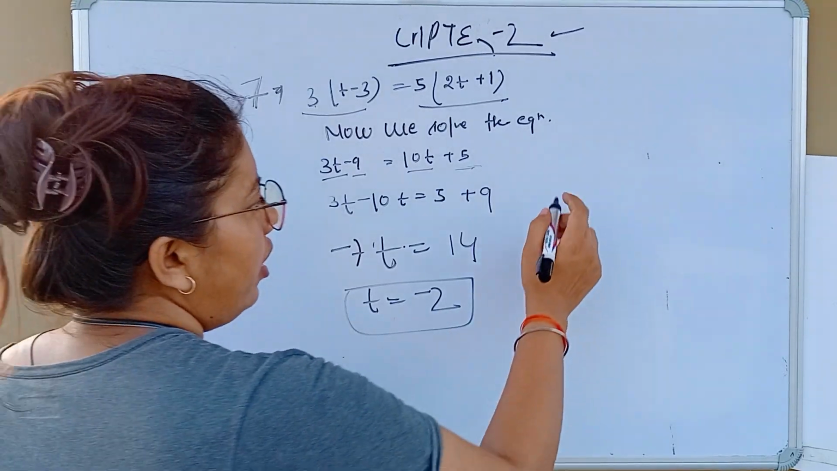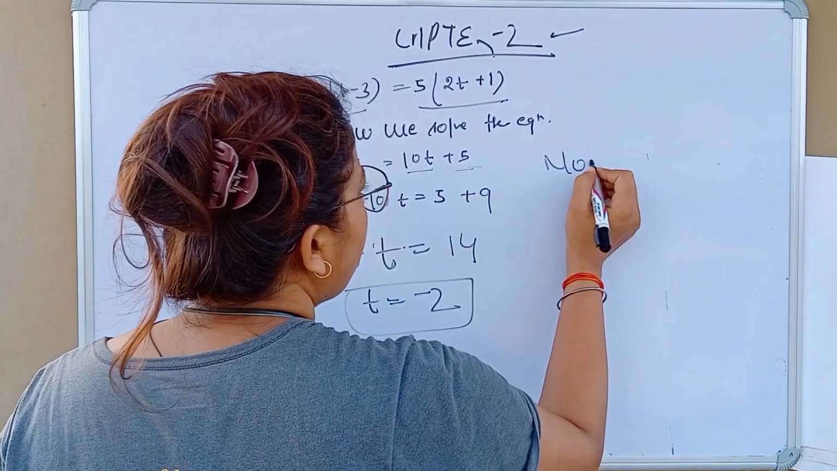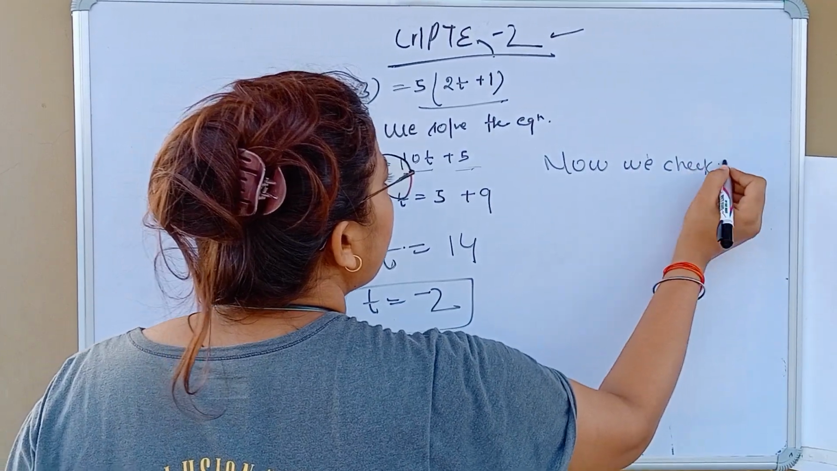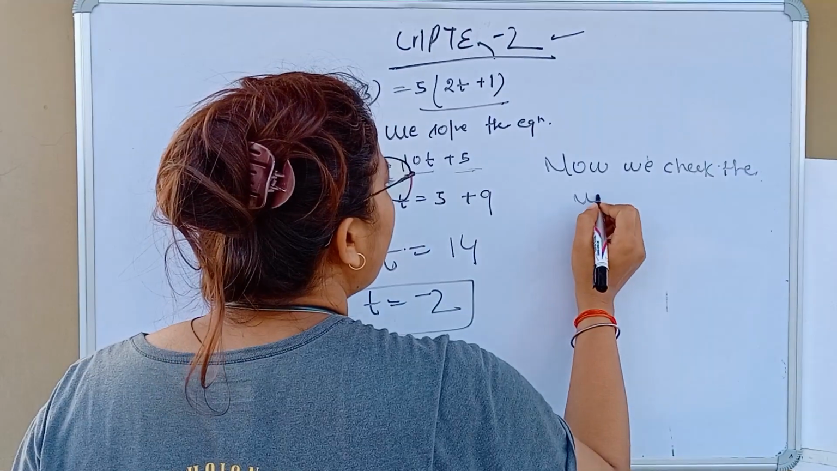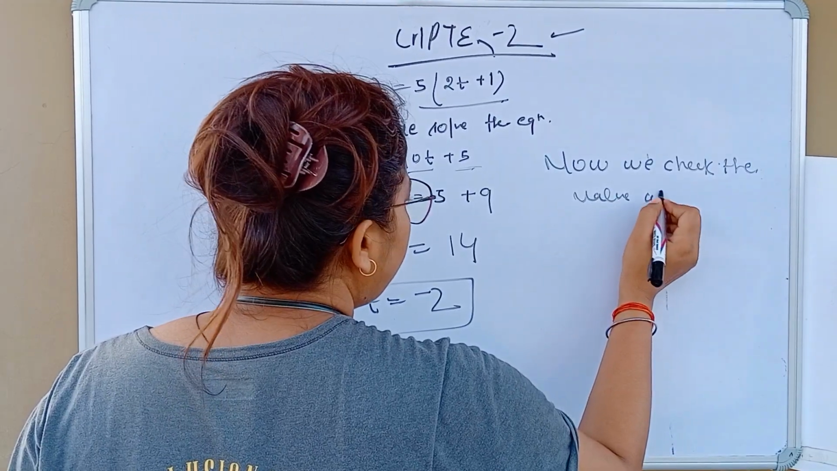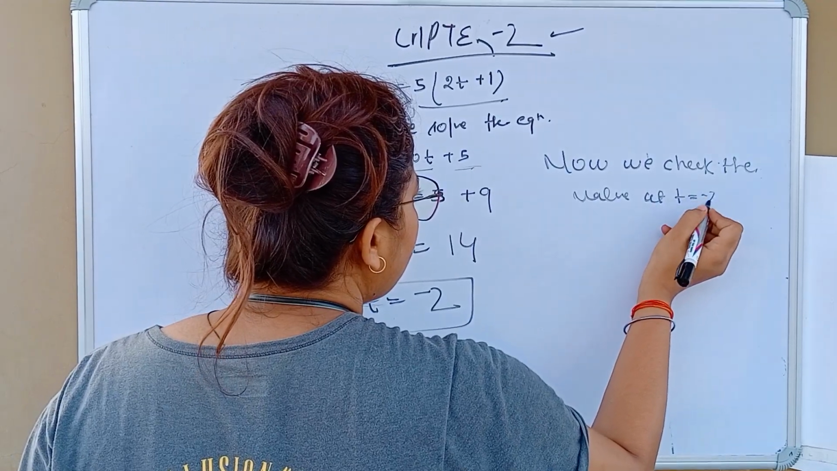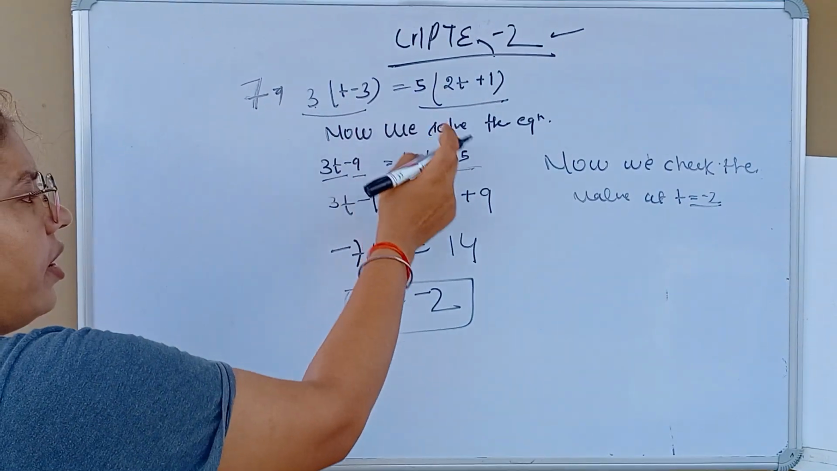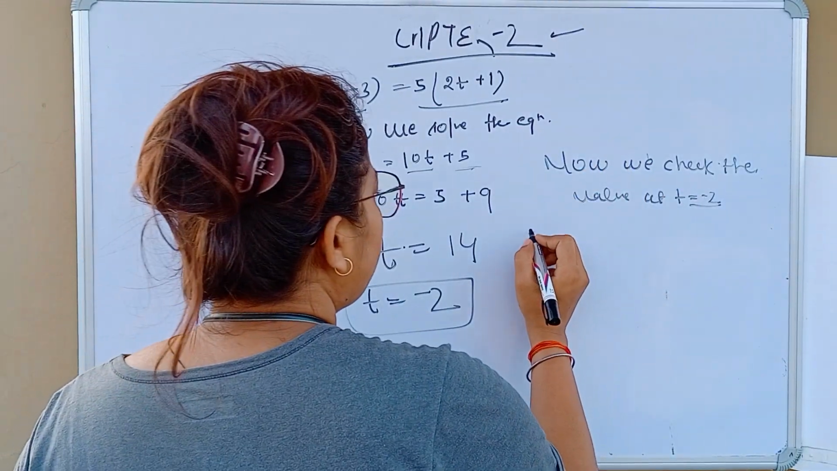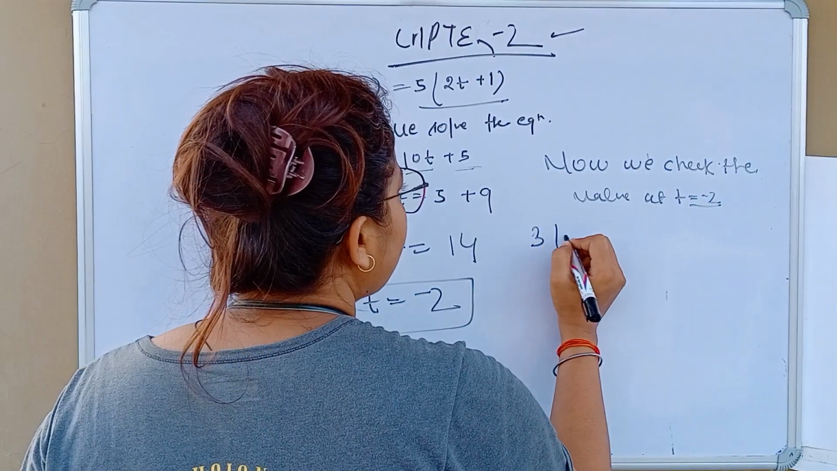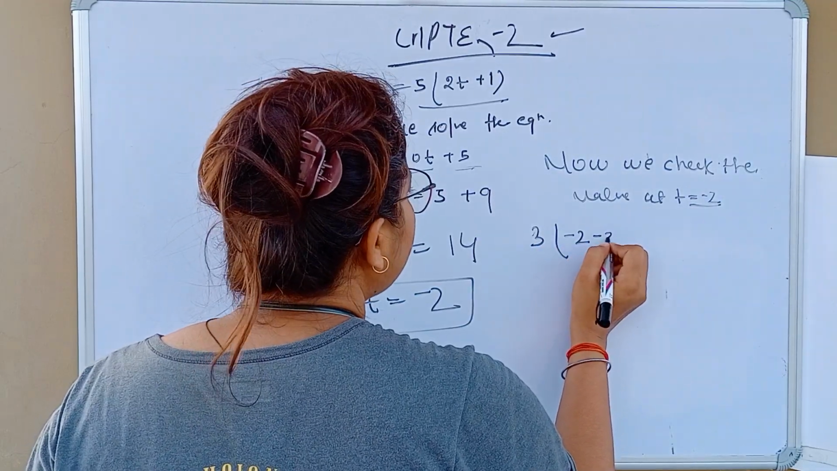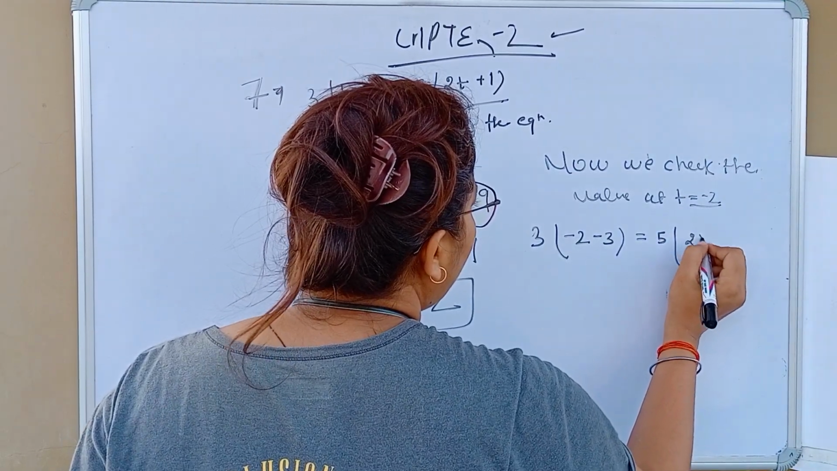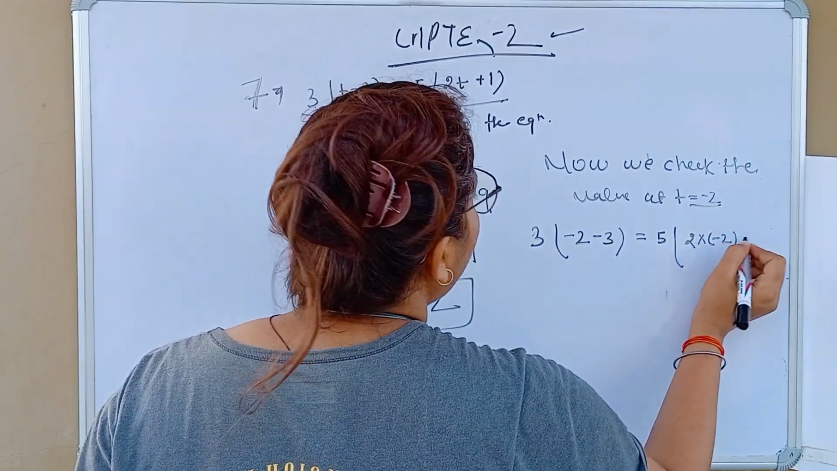So here, now we check the value at t is equal to minus 2. Okay, so we write t multiplied by minus 2. So in place of t, 3 minus 2 minus 3, is equal to 5 into 2 into minus 2 plus 1.